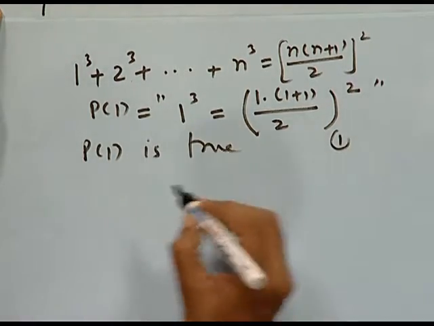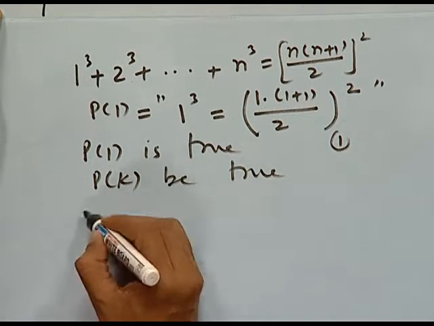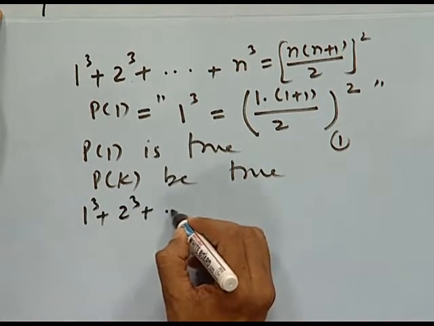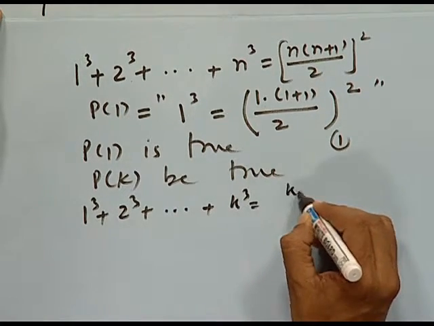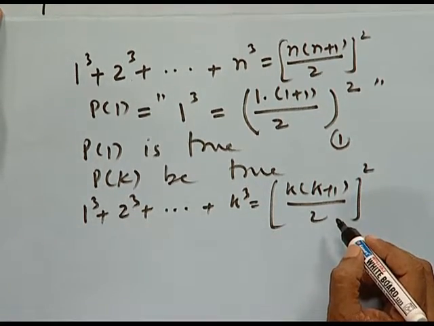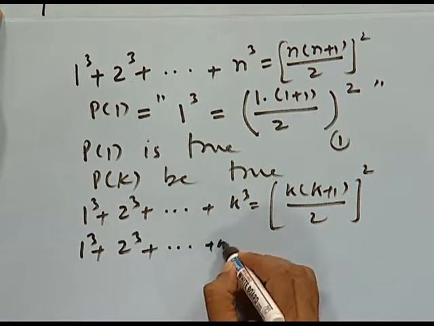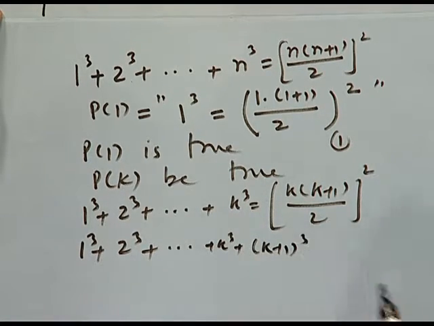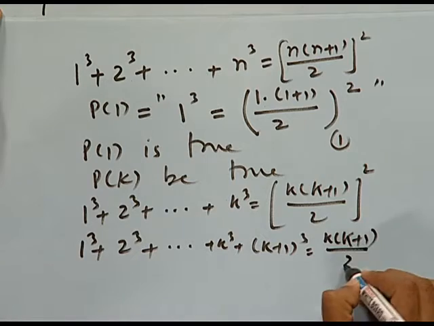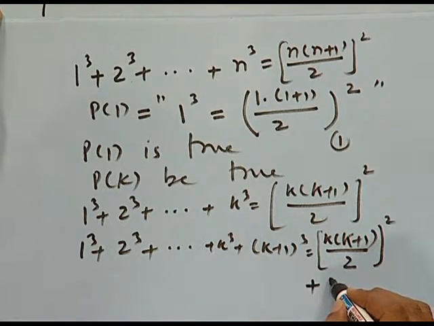the first step. Now, let P k be true. This means 1 cube plus 2 cube and so on up to k cube is equal to k times k plus 1 by 2 whole square. As before, we add next term both sides, which makes 1 cube, 2 cube and so on up to k cube plus k plus 1 cube. This equals k times k plus 1 by 2 whole square plus k plus 1 cube.